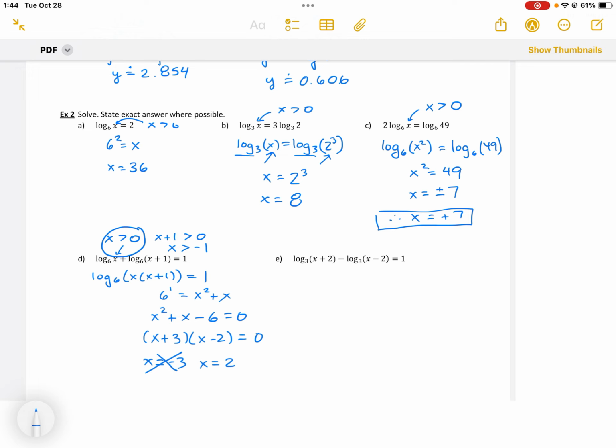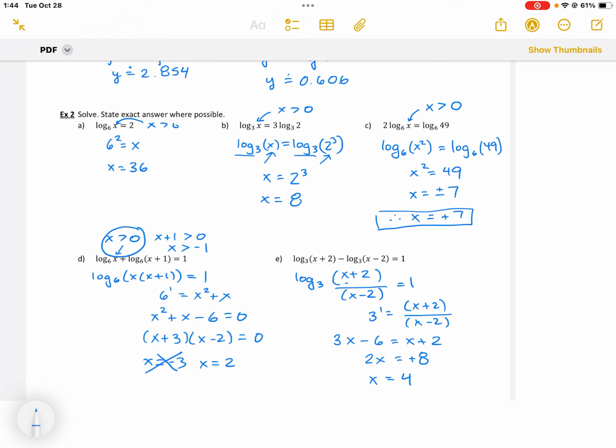E is a similar example, except my logarithms are being subtracted, so that means that I can divide my arguments. Then I can change it into exponential form. Next, I'm going to expand and simplify. So I've got 3x minus 6 is equal to x plus 2. Now I've got a linear equation. I can collect all of my terms with x on the left and all of my terms that are numbers on the right, and then I can solve for x.